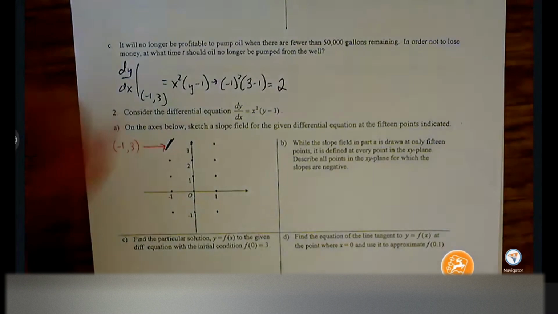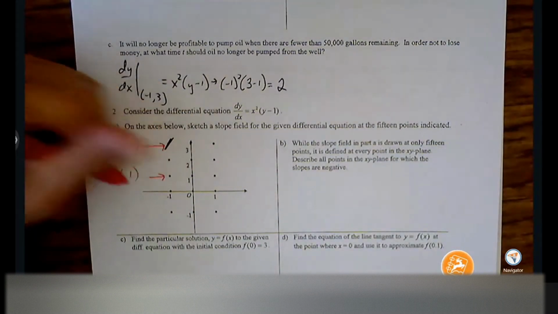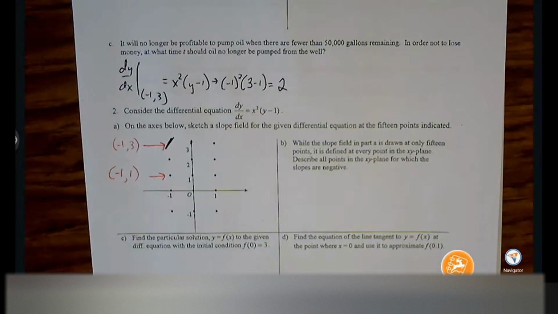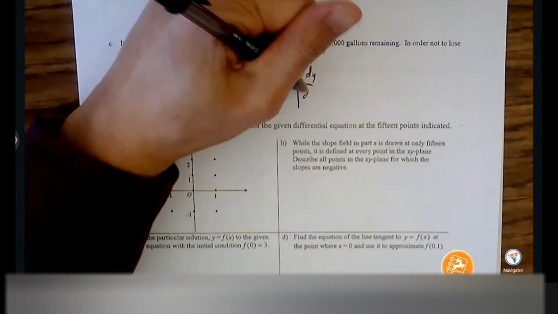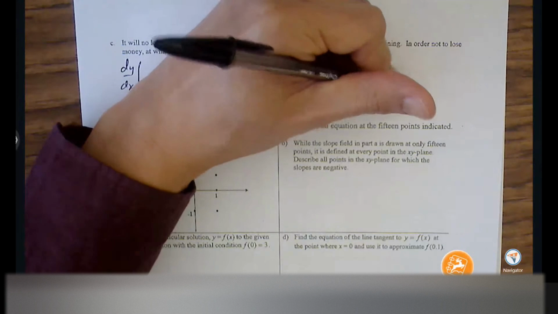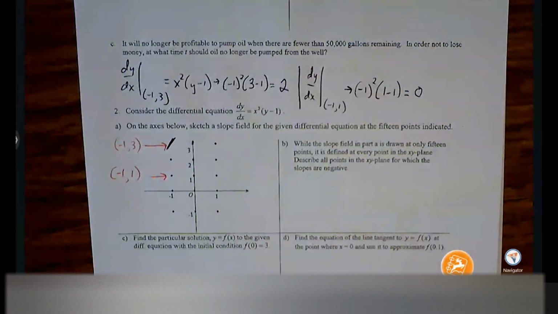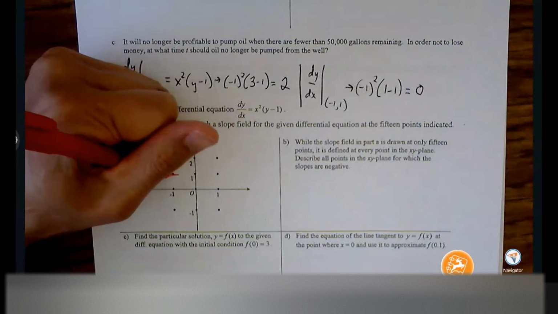Okay, let's practice another one here. Let's try this point, (-1, 1). Dump it into the differential equation: -1 squared times (1 minus 1). 1 minus 1 is 0. Anything times 0 is 0. So through this point, if I want a slope of 0, I want a horizontal line.